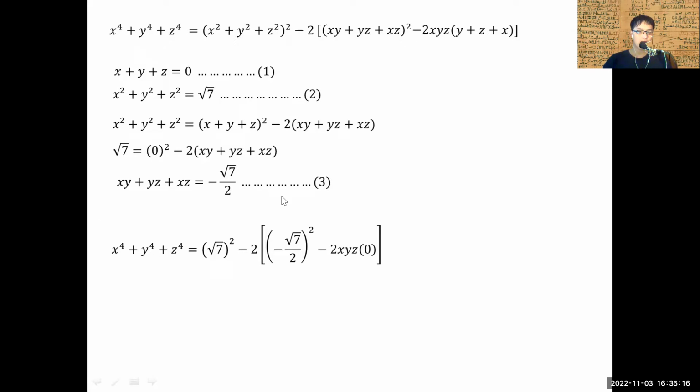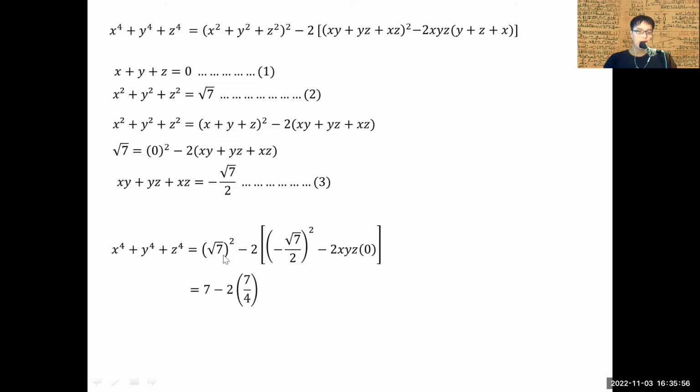What is this? This is simply your equation 3 squared. So I'm just going to square this. In this case, equation 3 is root of 7 over 2 with a minus sign, so if you square it, you will have a square over here. Now, minus 2xyz remains as minus 2xyz. But what's interesting is y plus z plus x is the same as x plus y plus z, and thus this is your equation 1, which equals 0. Thus, I just put 0 over here, multiplied by 0.